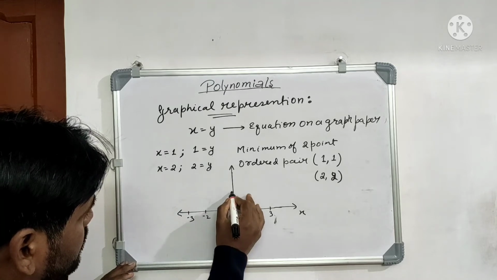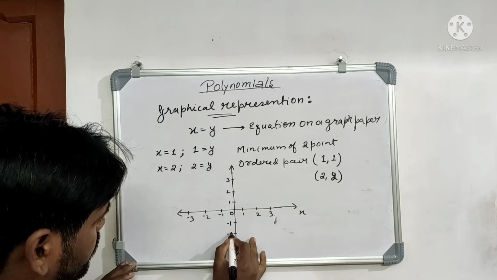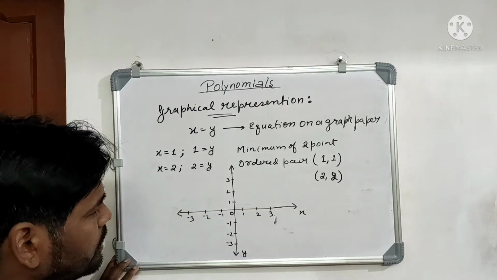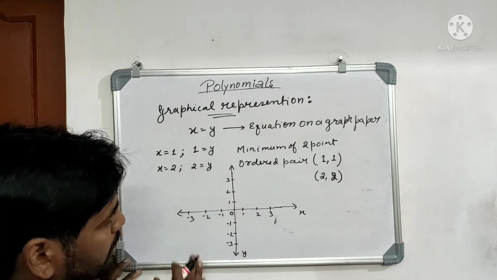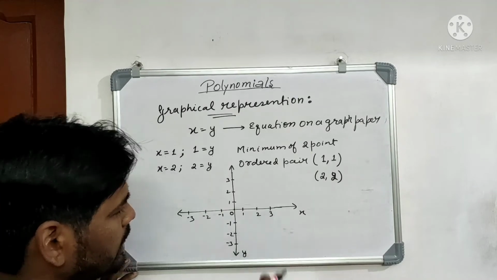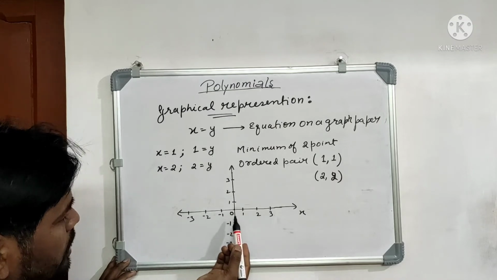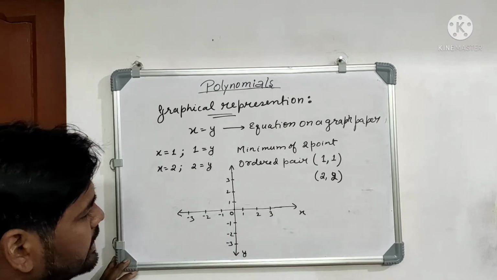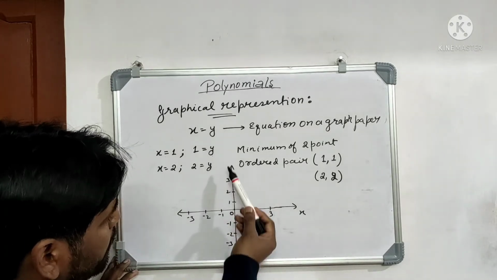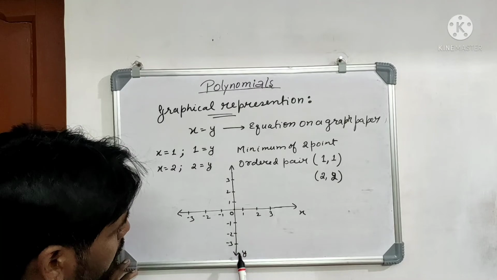Similarly, 1, 2 and 3, and -1, -2, -3. Though we don't need the negative values, this is just for your reference to understand how these points are marked. From the origin towards the right side on the x-axis, all the points will be considered positive, and all the points towards the left side from the origin O or 0 will be marked negative on the x-axis. Similarly, all the points from the origin upwards on the y-axis will be positive, and all the points downwards on the y-axis from the origin will be negative.